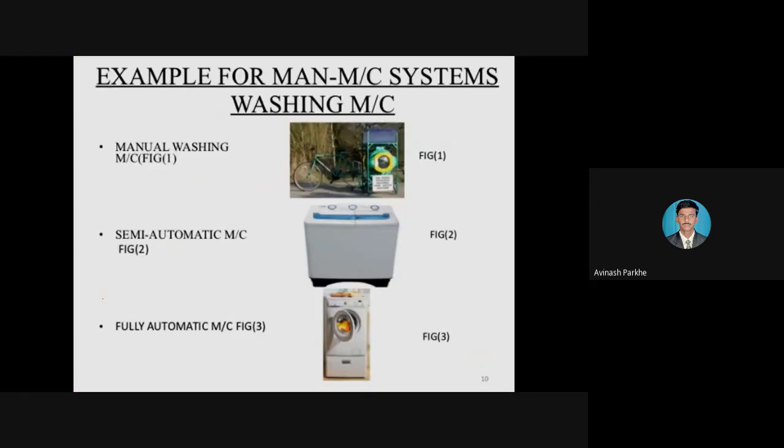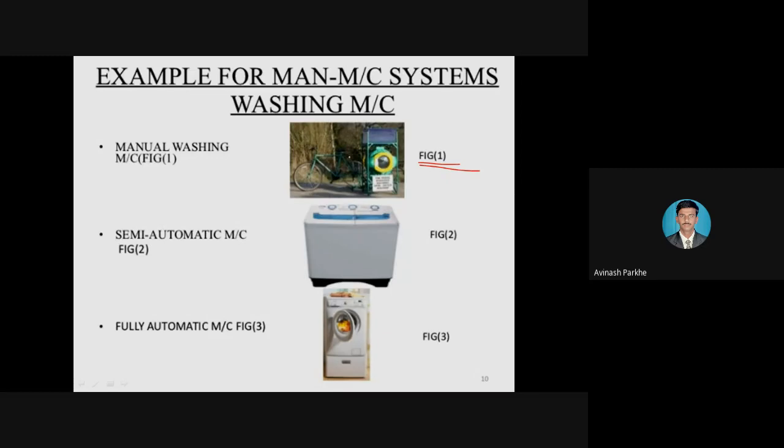Now, here I have represented one example in front of you: the man-machine system, manually operated, then semi-automatic, and then fully automatic. What example is there? The washing machine, which we use in our home for washing clothes. That washing machine can be represented by the man-machine system. So what does the first figure represent? Figure number 1 is the manual washing machine.